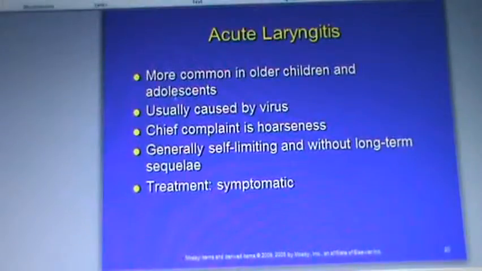Acute laryngitis. More common in older children and adolescents, usually caused by a virus. The chief complaint is hoarseness, generally self-limiting, and without long-term sequelae. That means there's not any side effects from it. Treatment is symptomatic.